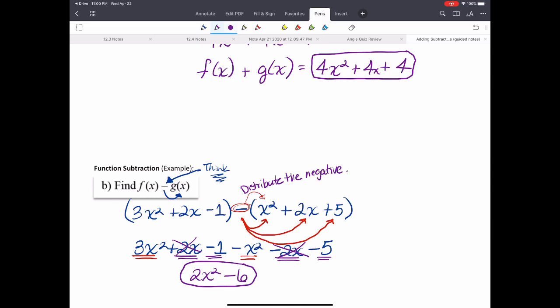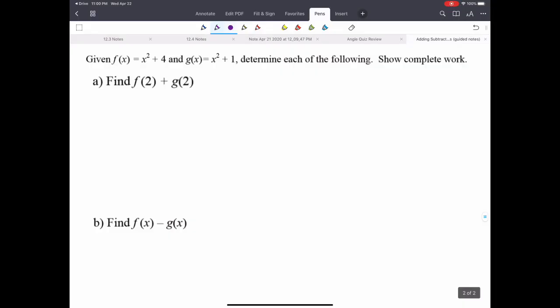And that's something that we've discussed quite a bit. That's something that kind of crops up on us quite a bit in algebra, and you're not going to be done with it after this class as well. Now the next example on the other side of your guided notes is basically the same thing.